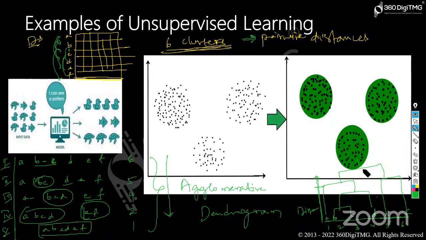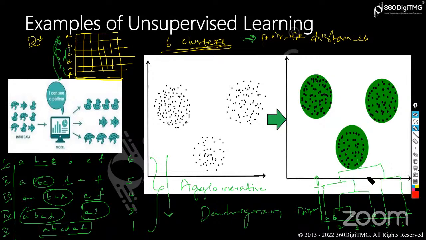This is a pictorial representation of whatever we have done here. This representation is called a dendrogram. All right. Now, once we see the dendrogram, I want to take a decision on how many clusters will make sense here.